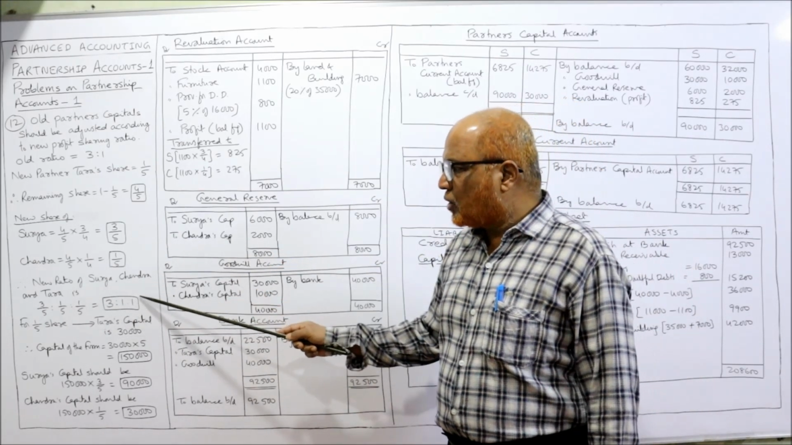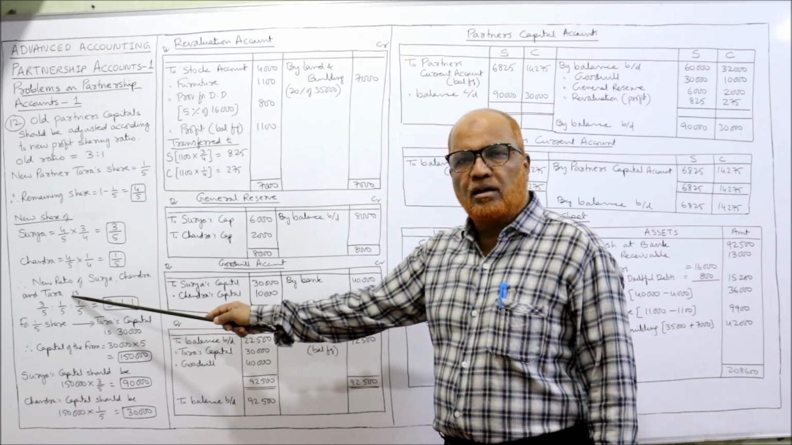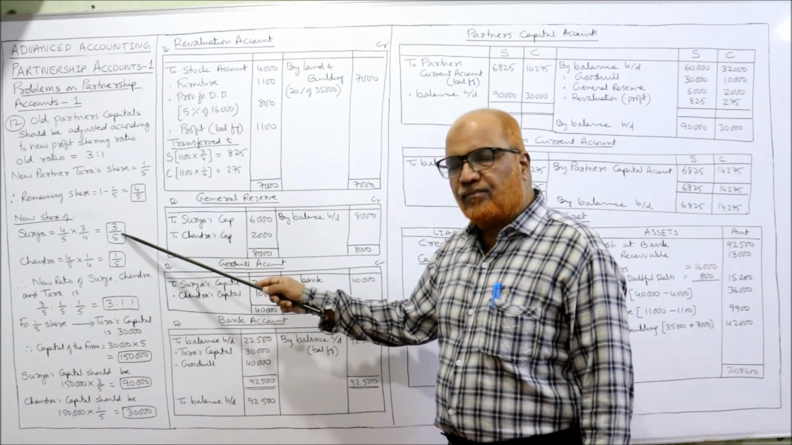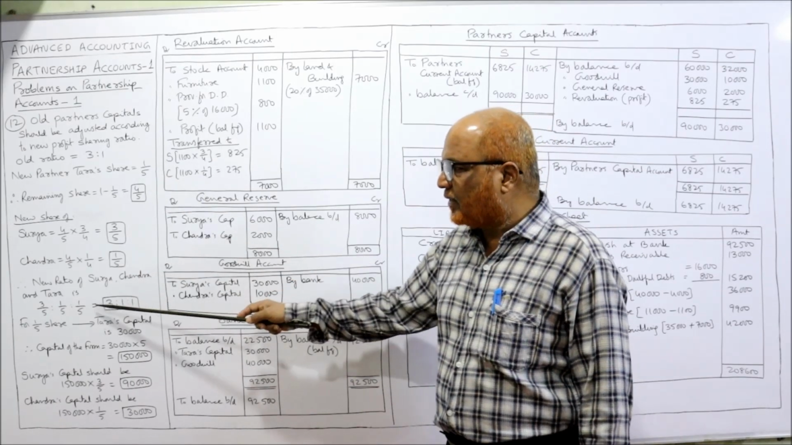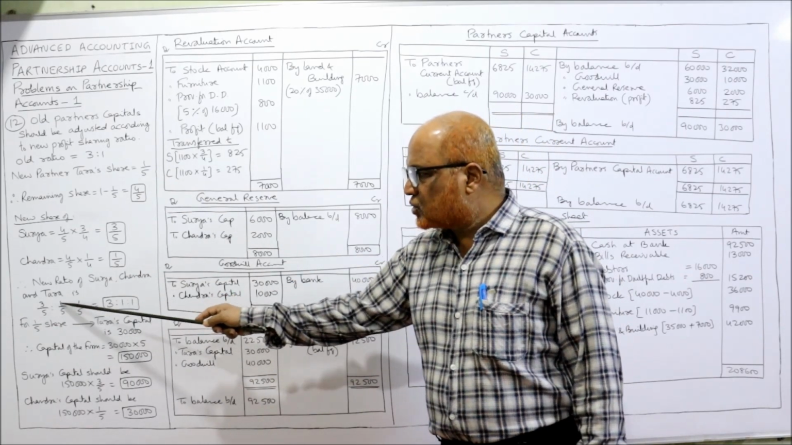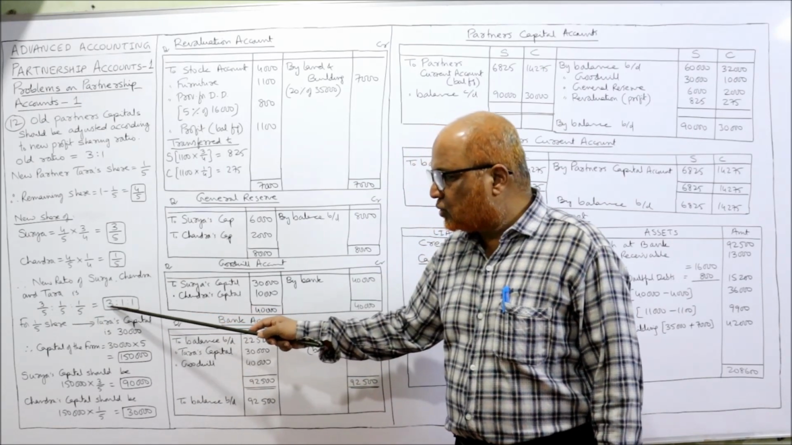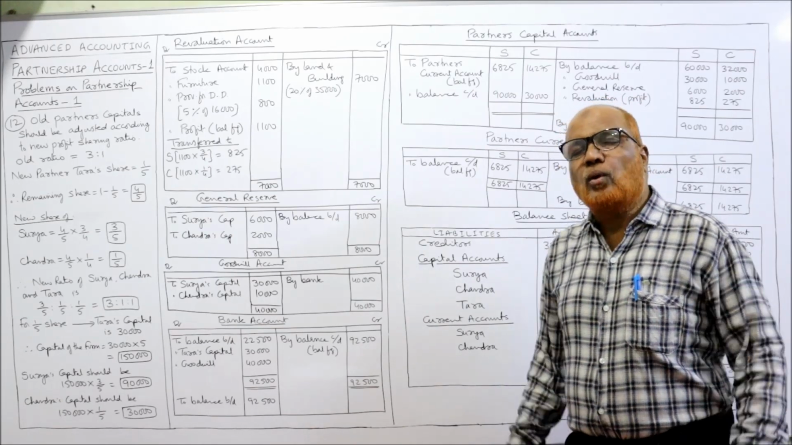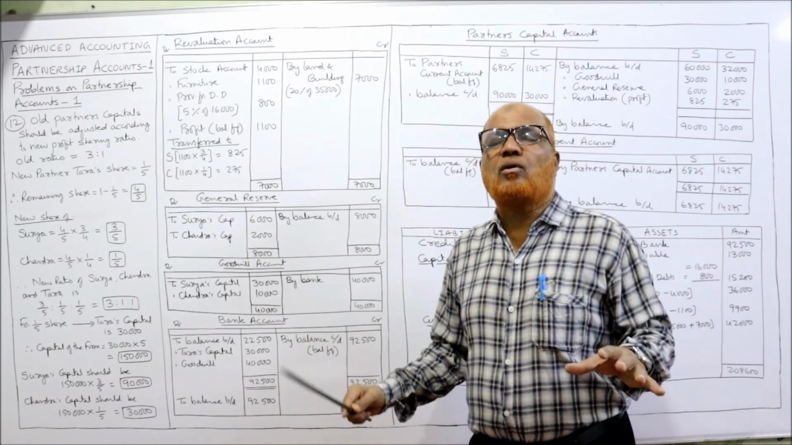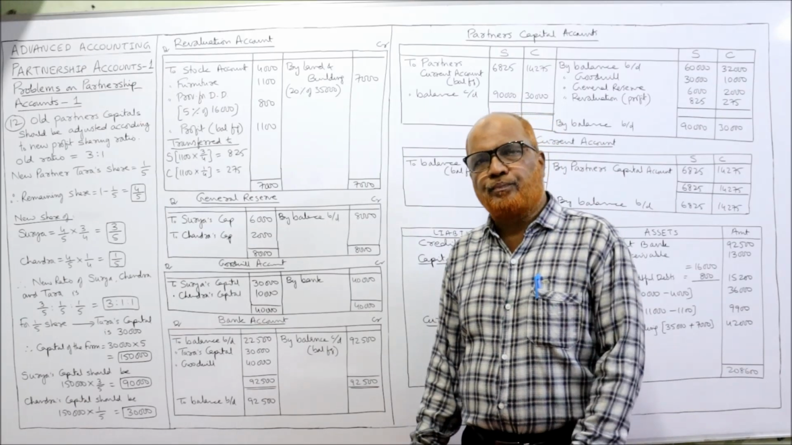Now therefore the new ratio of Surya, Chandra and Tara. Surya is 3/5, Chandra is 1/5 and Tara is also 1/5. So 3/5 is to 1/5 is to 1/5, it comes to 3:1:1. That's it. Now we find out what is the total capital according to the new profit sharing ratio.